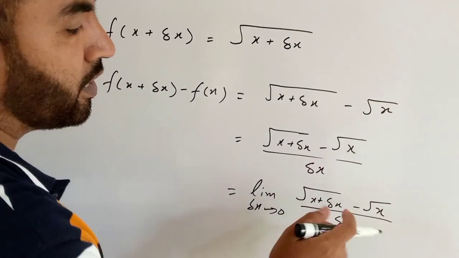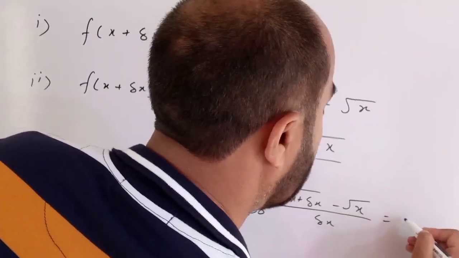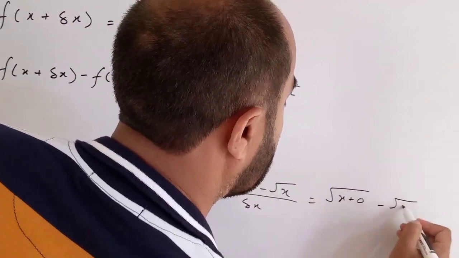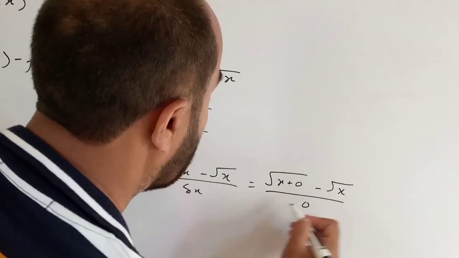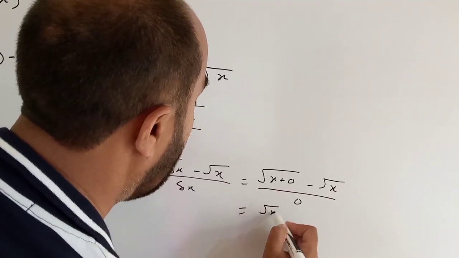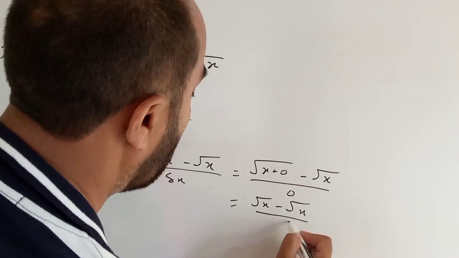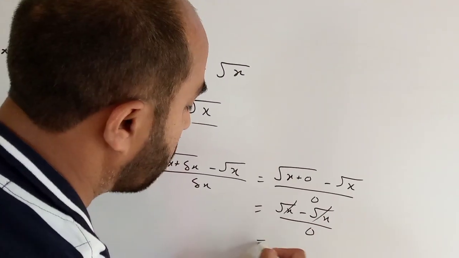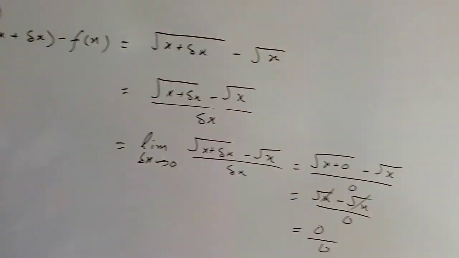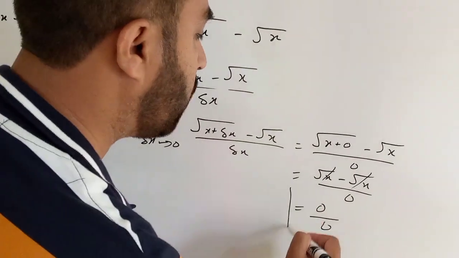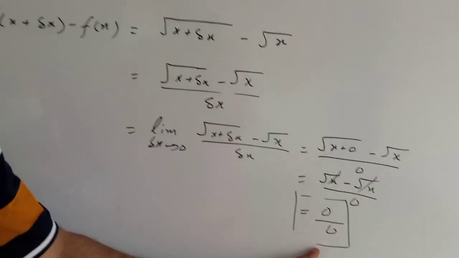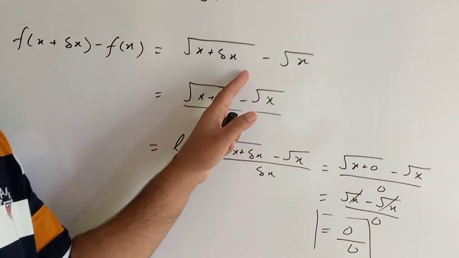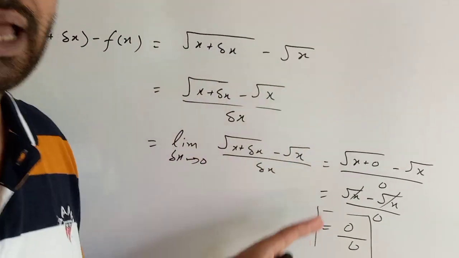If we apply the limit here, you will see that it becomes square root of x plus 0 minus square root x over 0. So it will be square root x minus square root x over 0, and that is 0 over 0. This is an undefined form. So we cannot find the derivative if we divide this term by delta x and then apply the limit.